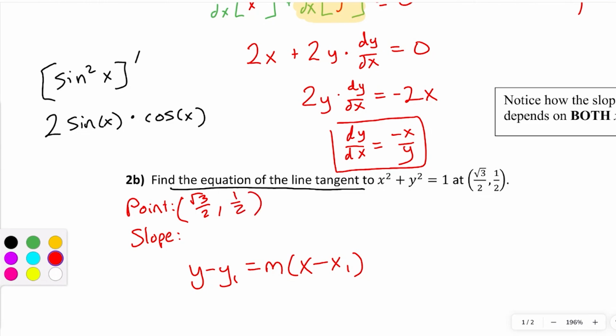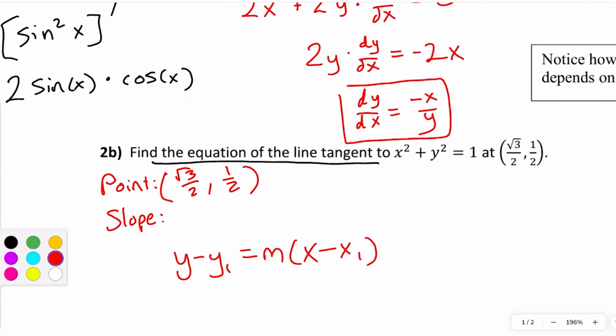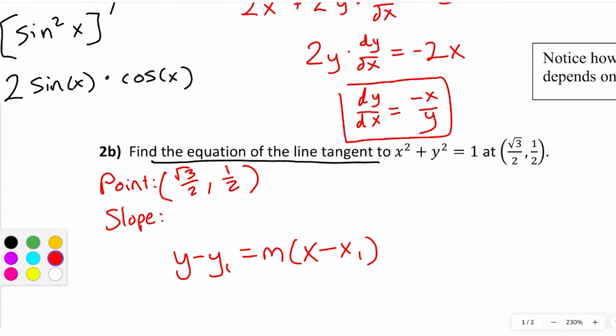And then we need to find the slope. Now, we already did the hard work there, right? We found the slope was negative x over y. So the slope, our m, will be negative root 3 over 2 divided by 1/2. Very good. Yeah, so it's negative root 3.